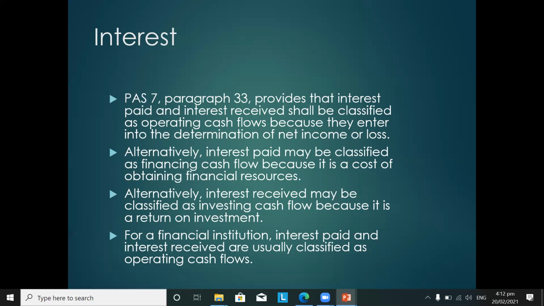On the other hand, yung interest received naman is classified as investing cash flow. Kasi commonly, nakakatanggap tayo ng interest as a return on investment. Yung tipo na nag-invest tayo in a long-term investment and eventually, naka-earn tayo ng interest.